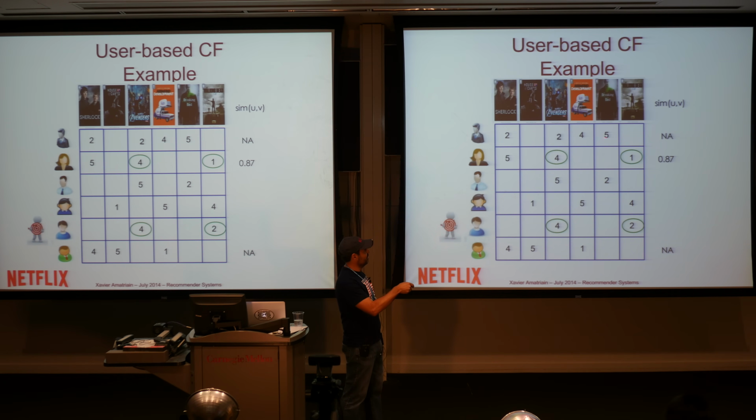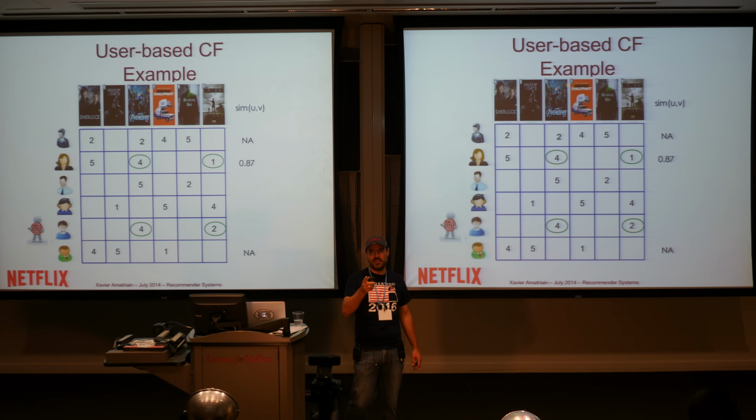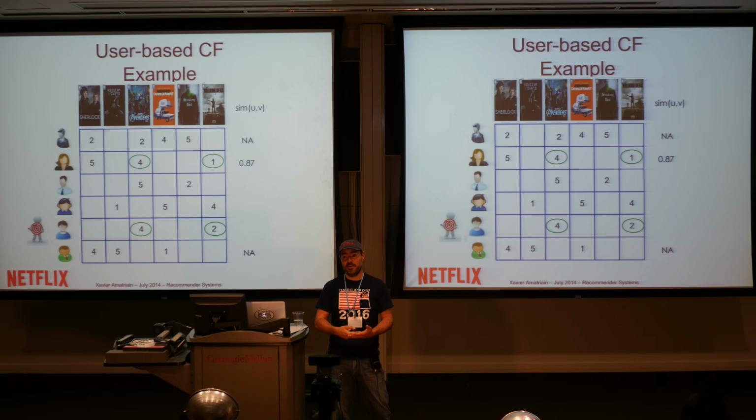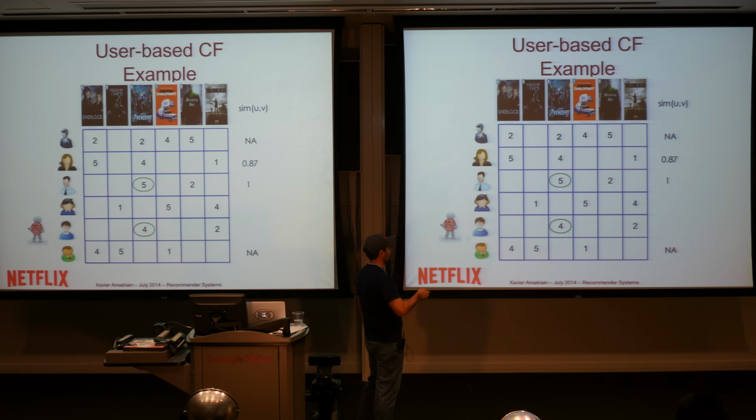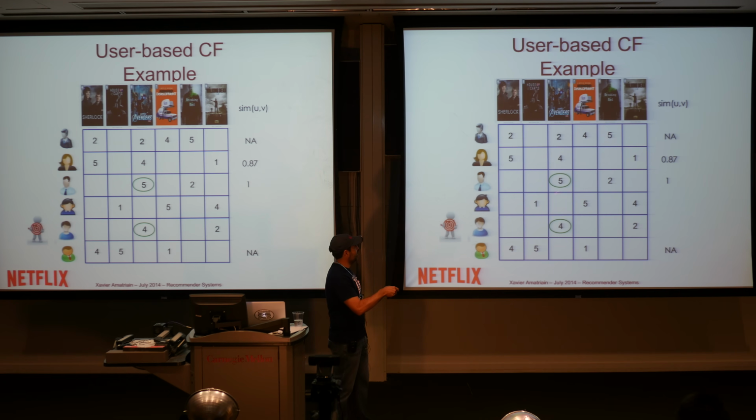By the way, when I say it's not available, it's because these users don't have any overlapping ratings, so I can't compute the similarity. Okay, so 0.87. This guy's similarity is 1.